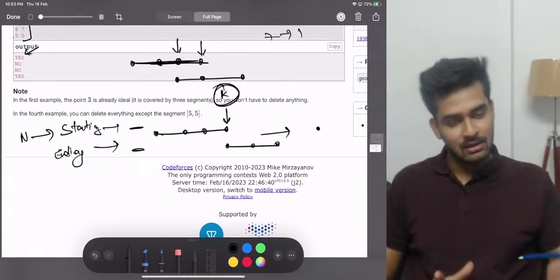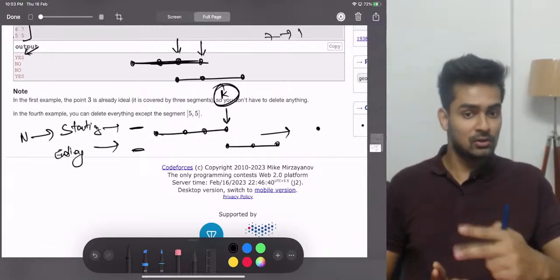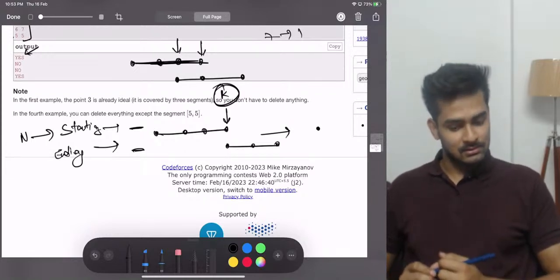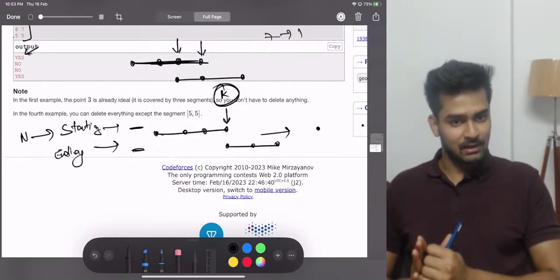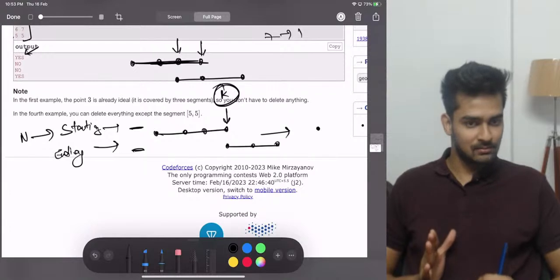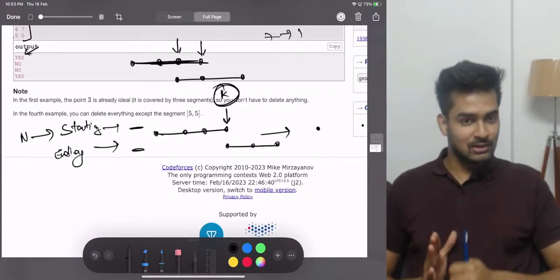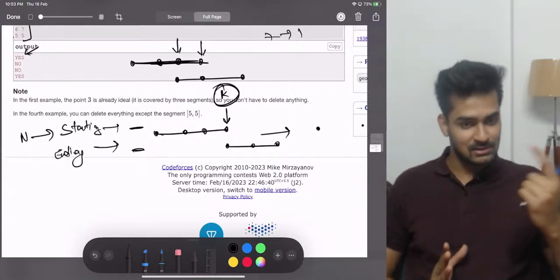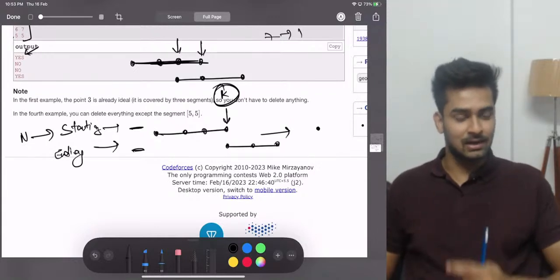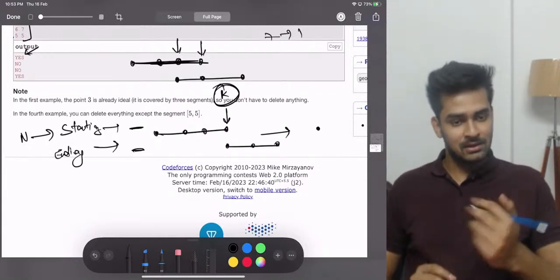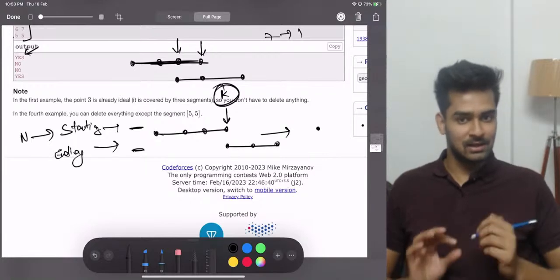In either case, the answer will be that particular segment or those two segments, and the answer will be yes. So that is all you have to check. Make a set of starting points and ending points. Then after inserting all the starting and ending points, just check if k is present in both starting and ending sets. If it is present in both of them, that means the answer is yes, otherwise the answer is no.